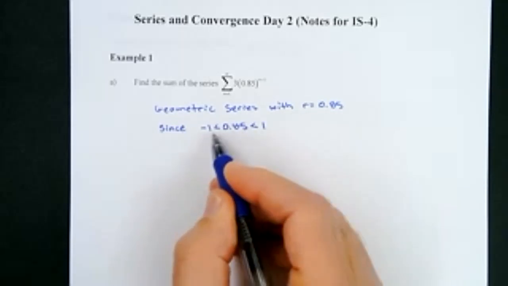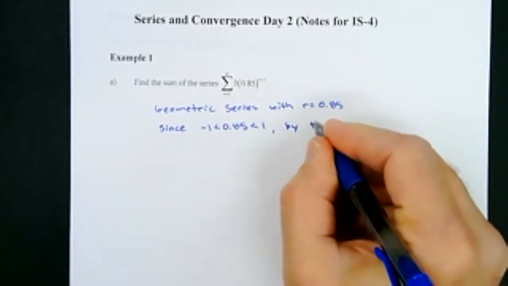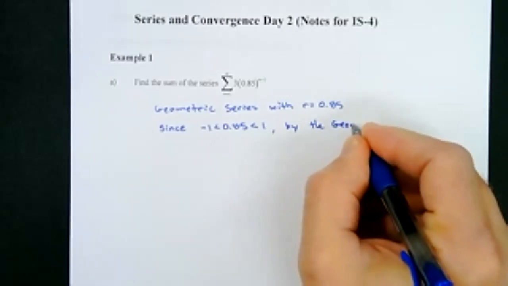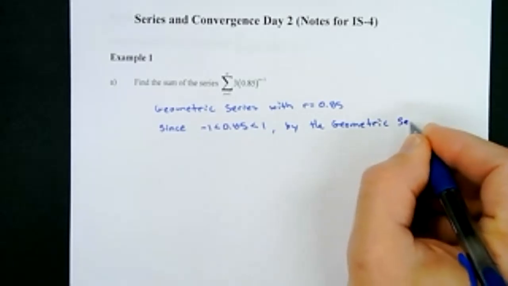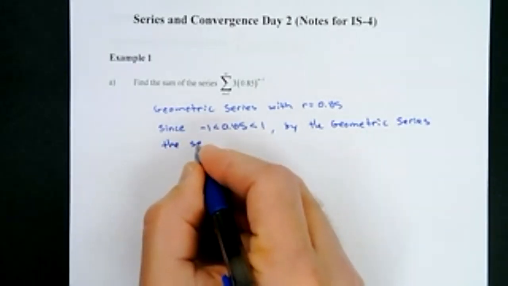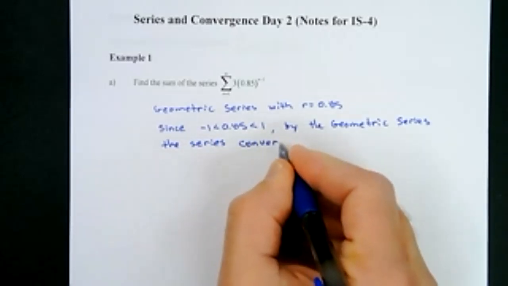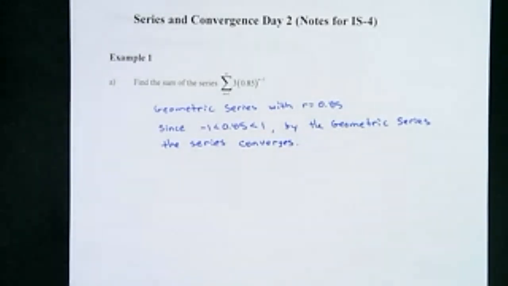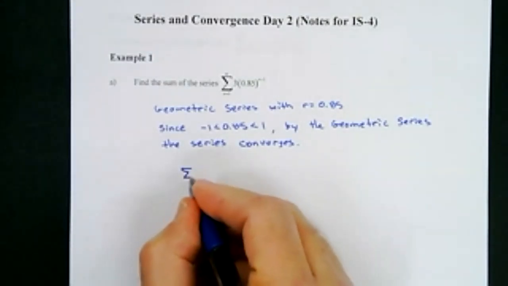So if our r is somewhere between -1 and 1, then by the geometric series test, so we got to name the test we're using to say that it's converging. So by the geometric series test, the series converges. Okay, so this is one of the cases. Most tests that we're going to do, we just know it converges. We don't know what it converges to, but a geometric series is special because we can actually tell what it converges to. We know what this sum is going to become.